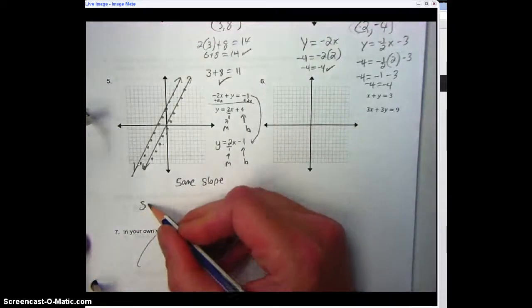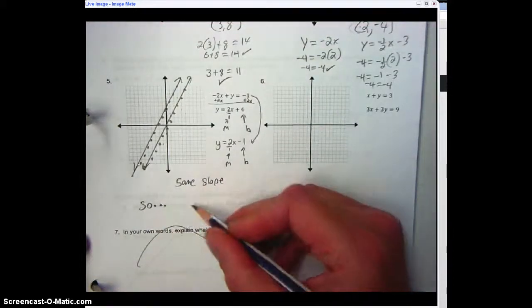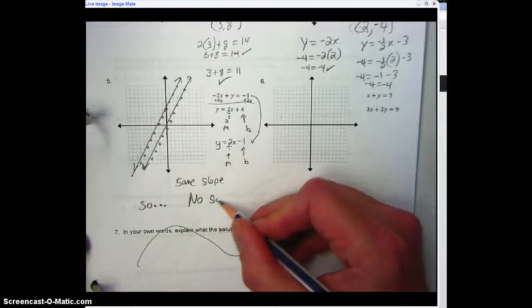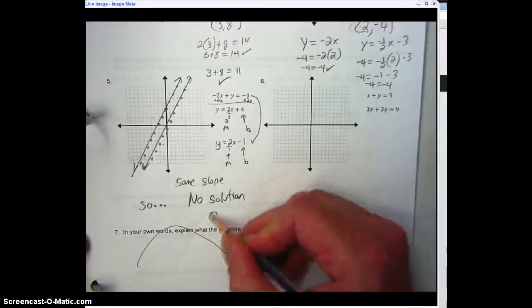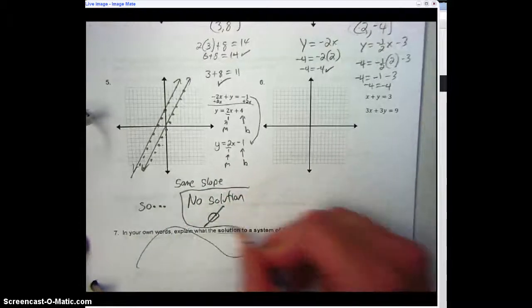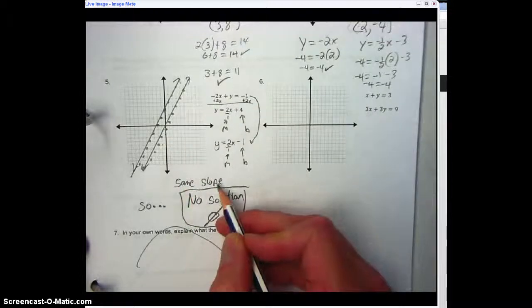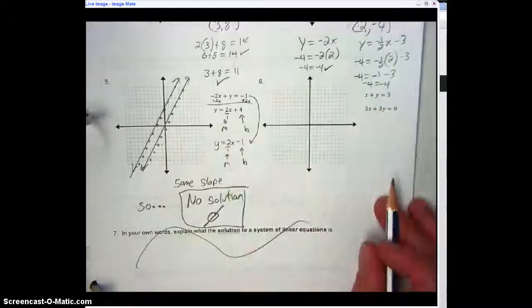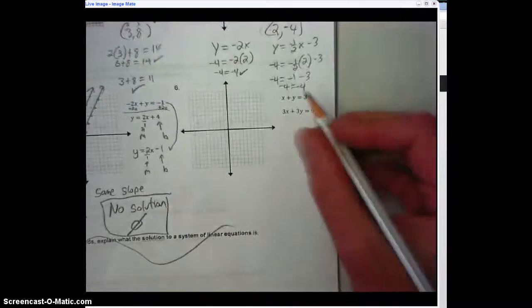So the answer is no solution. And you knew that. No solution is the answer. When they have the same slope and they never touch, it's no solution. Let's do our last one on this page.